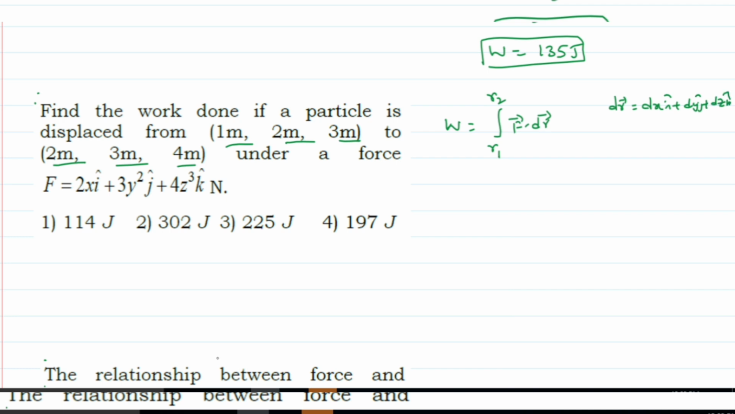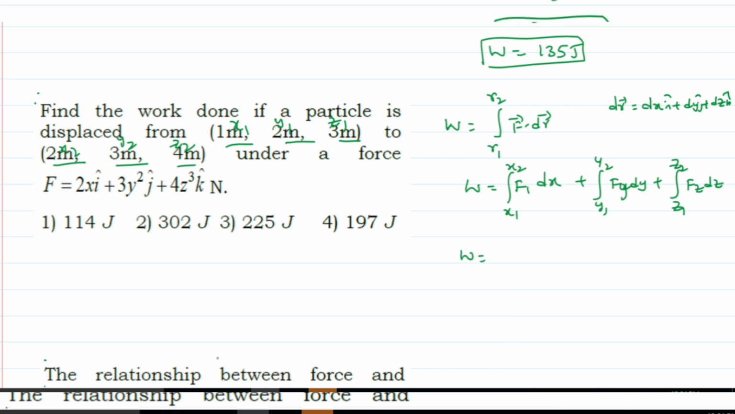So when you talk about the x coordinates, W equals the integral of F1 into dx, since i cap dot i cap is 1. The limits are from x1 to x2, where 1 meter is the x1 value, and here y1, z1, and this is x2, y2, z2. Plus the integral from y1 to y2 of F2 into dy, that is Fy into dy, plus the integral from z1 to z2 of Fz into dz.